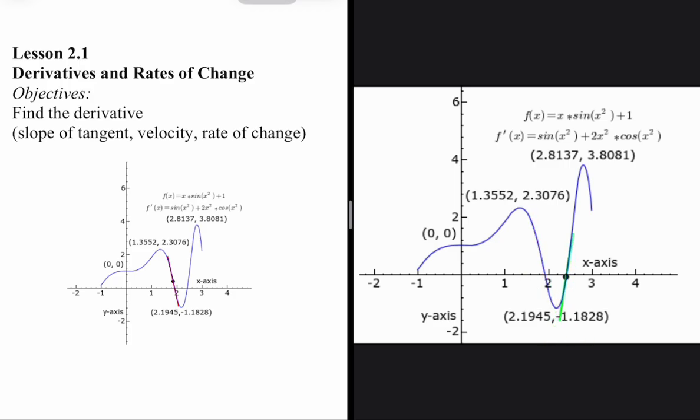So when it's green, what do we notice is happening? The function is increasing. When it's red, what's happening? Decreasing. And when it's black, what's happening? You'll notice that we have hit a horizontal slope of our tangent. We've hit a peak or a valley, right?